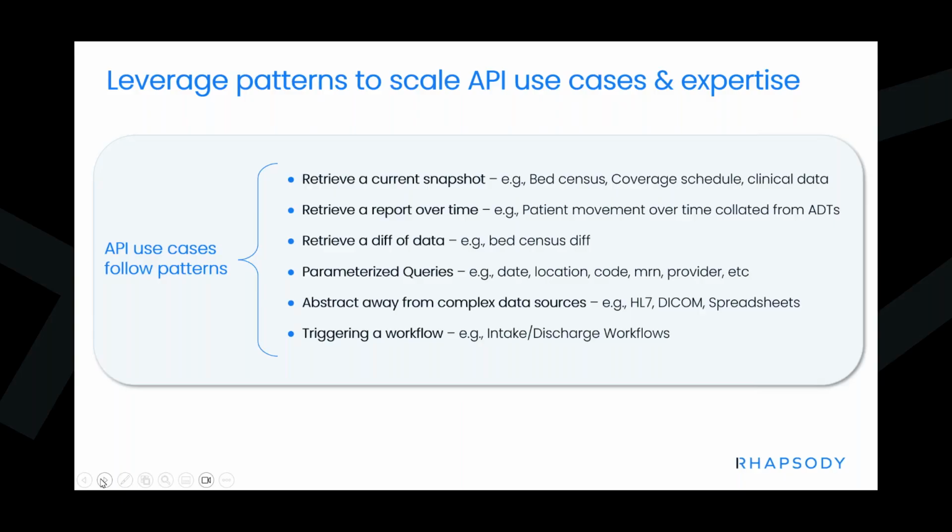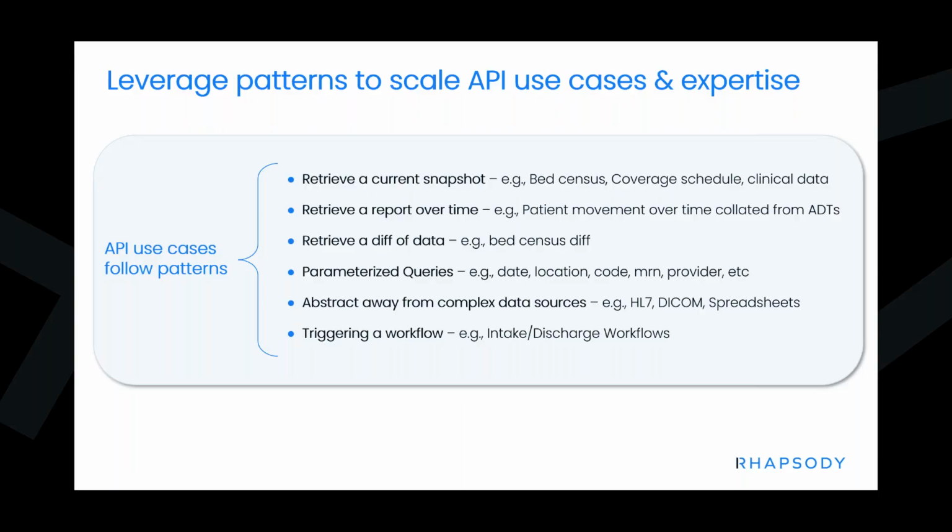To retrieve a report over time, you have a set of data, and over a certain amount of time you need a snapshot of that data over a certain period, rather than just a snapshot of, say, a clinical record as it stands now. Then the diff of data, which you saw in the bed census: what's the difference between yesterday and today?